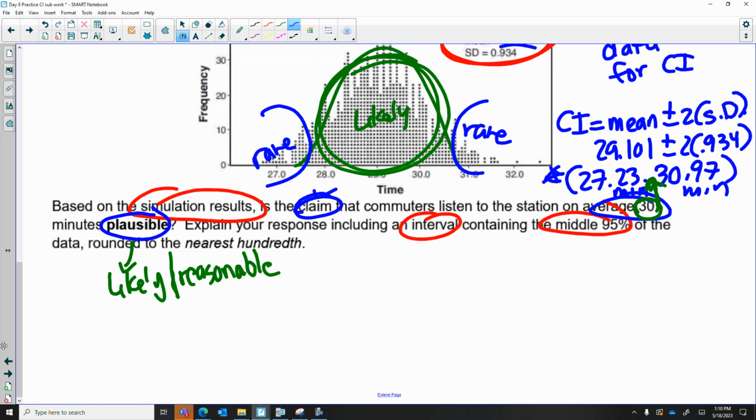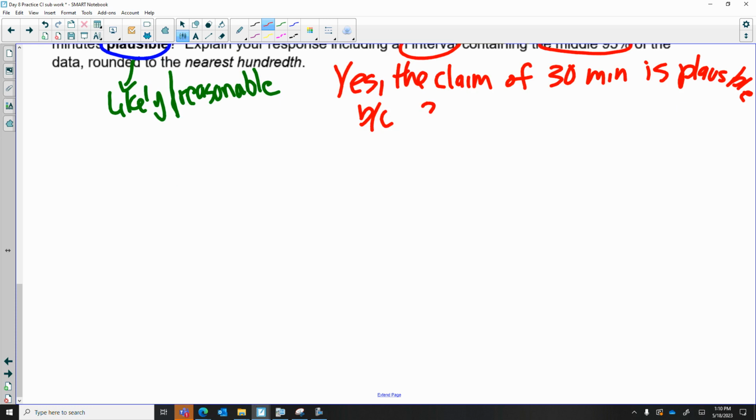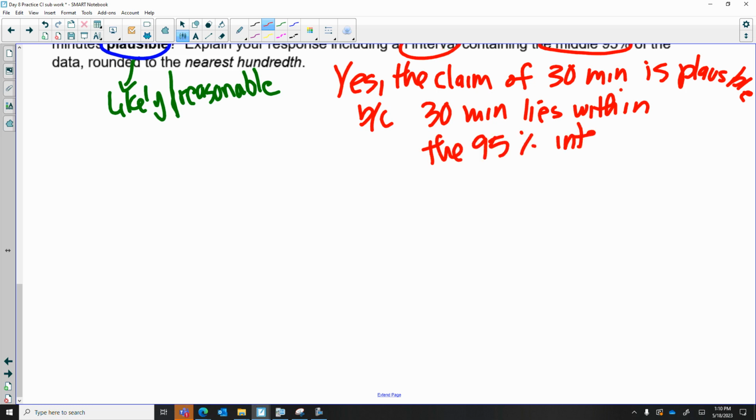So we have to answer the question yes or no. Is the claim plausible? We want to say yes. The claim is plausible because 30 minutes lies within the interval. Within the 95% interval, meaning that it is within the middle 95% of the data.